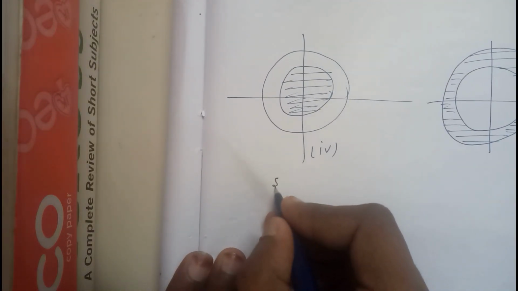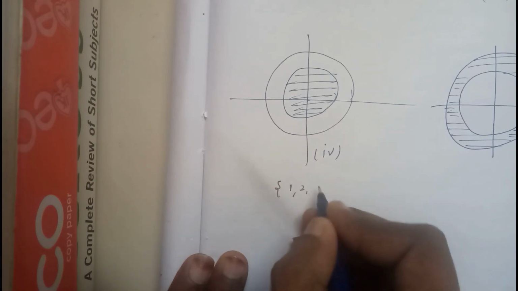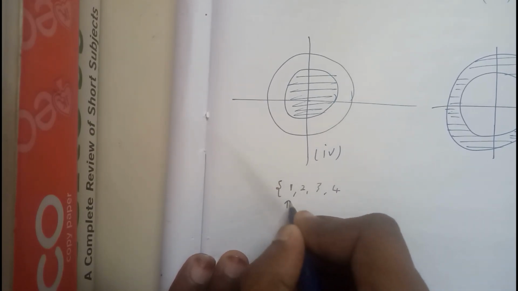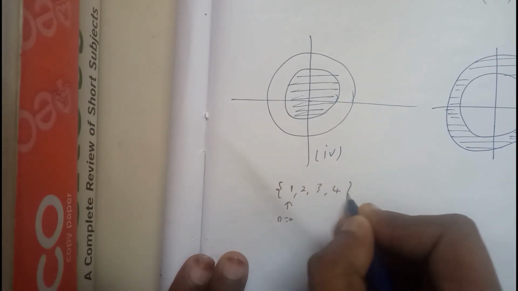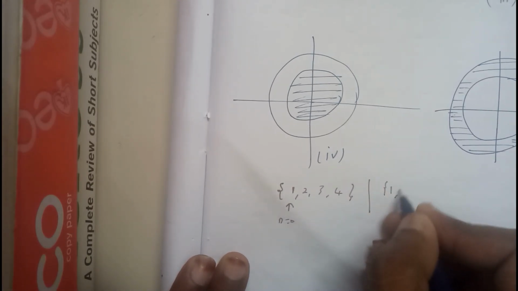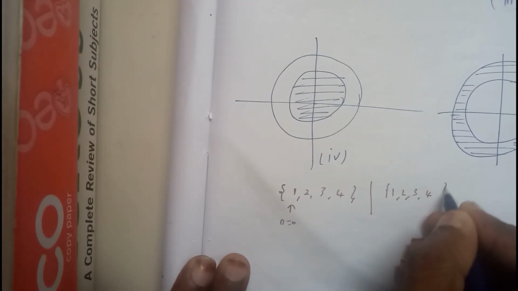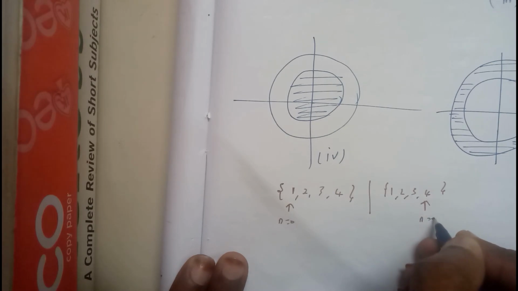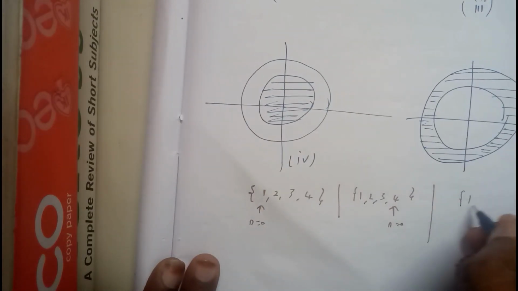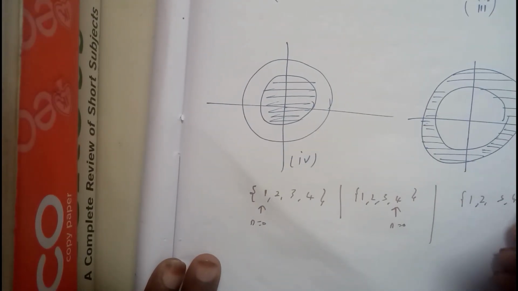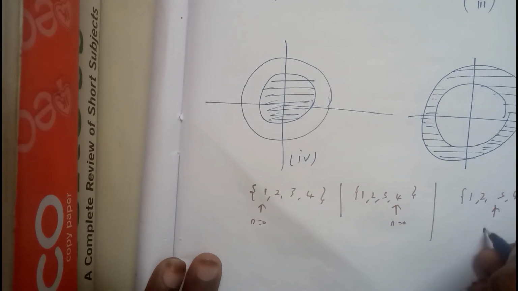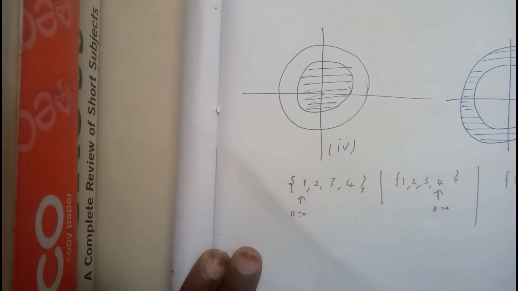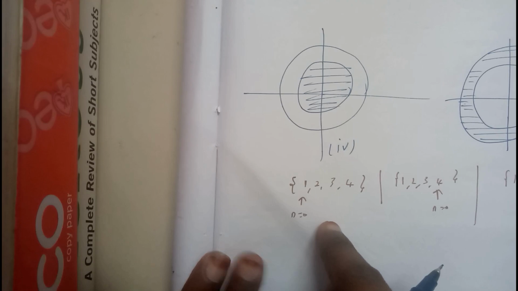So if there is something given like this, 1, 2, 3, 4 and here it is given that n equals 0, and in another case they gave 1, 2, 3, 4 and here they gave n equals 0. In another case they gave 1, 2, 3, 4 and 5, in which they gave n equals 0 in the center. So this is called as left sided or right sided.